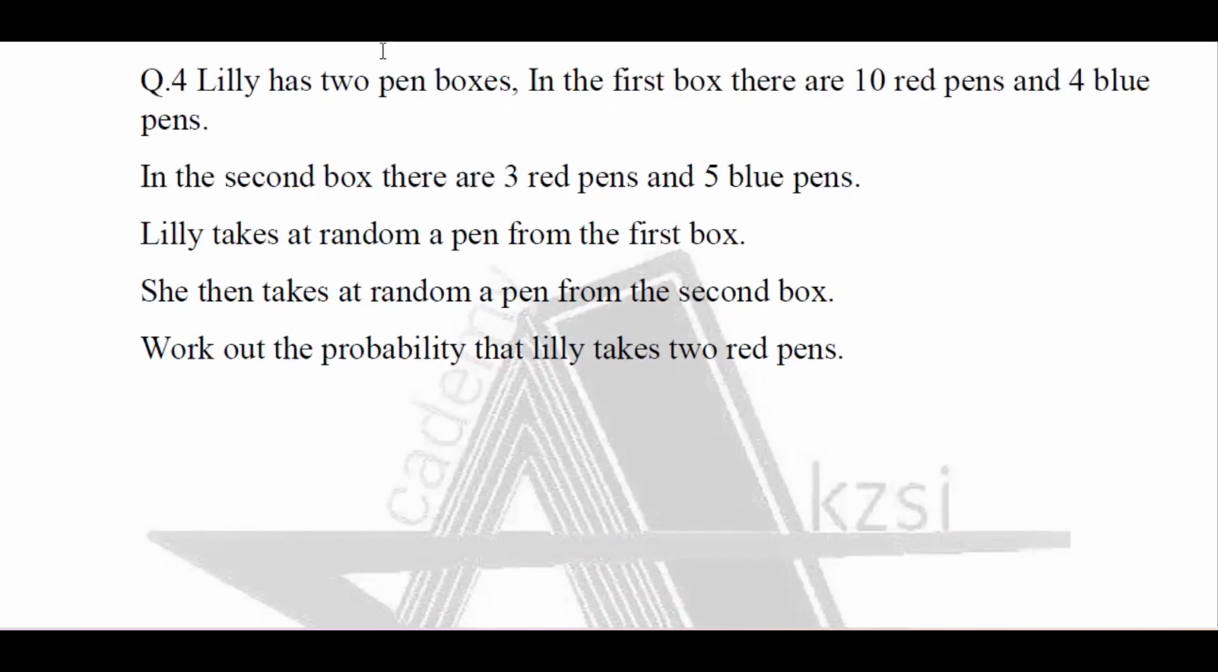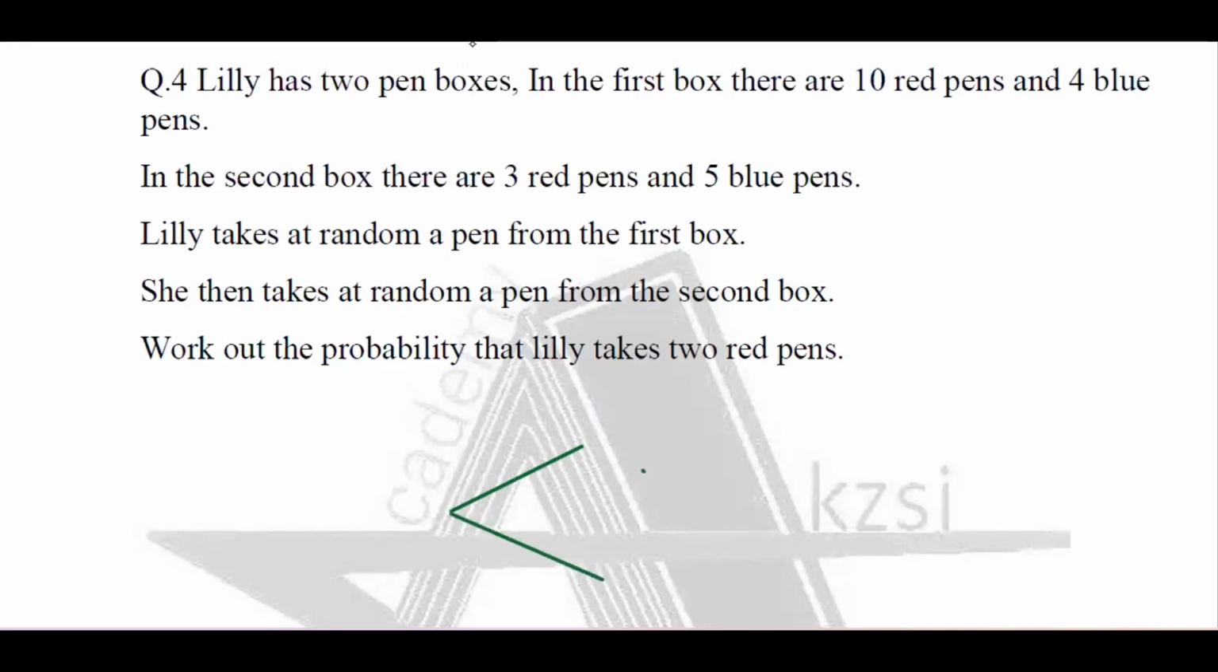See, what's given is that there are 2 pen boxes. In the first box, there are 10 red pens and 4 blue pens. It's mentioned that she first has taken a pen from the first box, and then from the second box. The probability that she's picking two red pens, they both are independent events, obviously. We can just make a tree diagram.